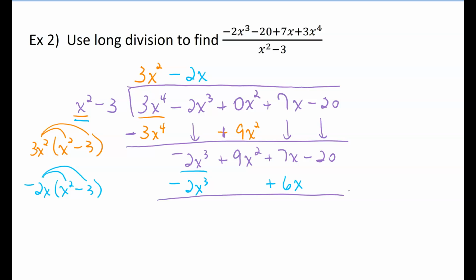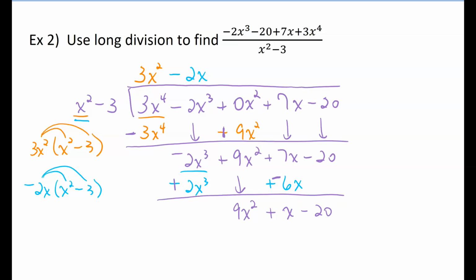And again, what do we do with that new line? Subtract it. It's subtracting everything, so I'm going to negate all of my signs here. Nothing to add to the x squared term, so we carry that down. And now I have 7x minus 6x, so that'll be plus 1x minus 20.